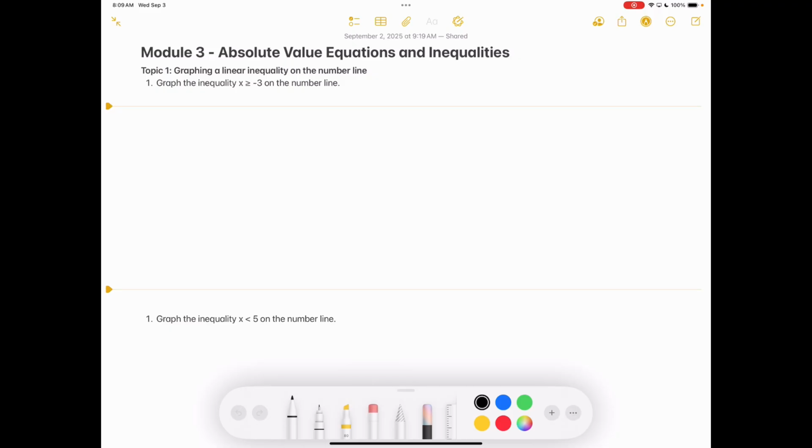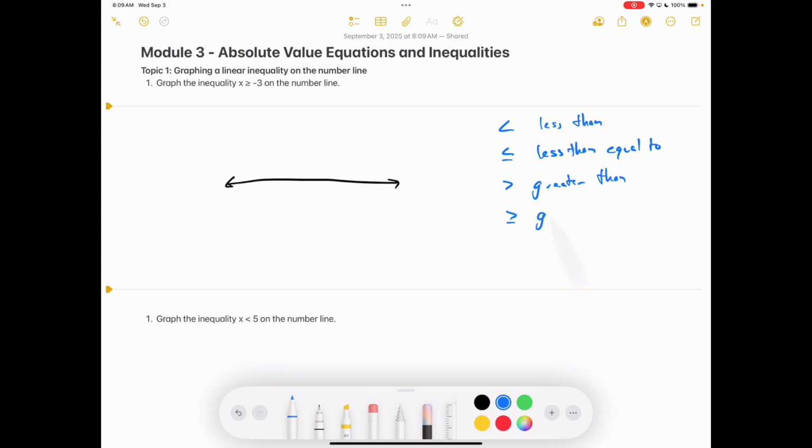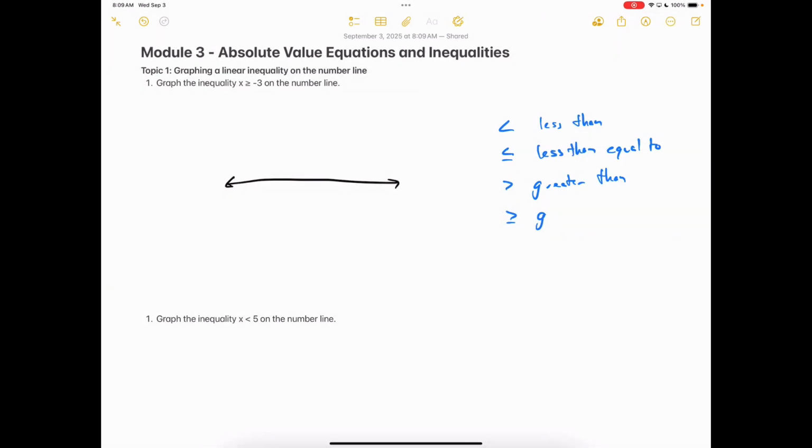So inequalities are your less than, greater than, less than or equal to, greater than or equal to. The first one just starts out graphing them. So let's go ahead and just write these out real quick. Less than or equal to. I mean, y'all know these, but it doesn't hurt to have it. Greater than or equal to.